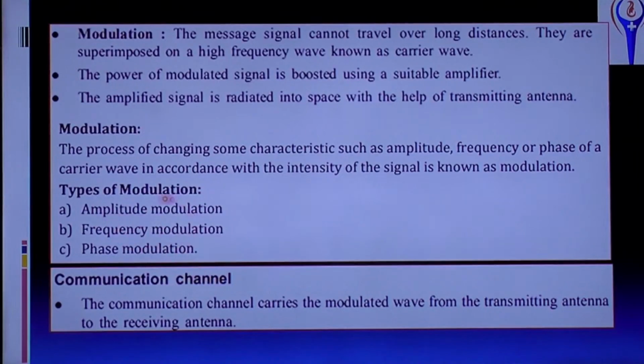If there is a change in amplitude in accordance with the intensity of the signal, it is amplitude modulation. A change in frequency is frequency modulation. A change in phase is phase modulation. The communication channel carries the modulated wave from the transmitting antenna to the receiving antenna. That is the communication channel.